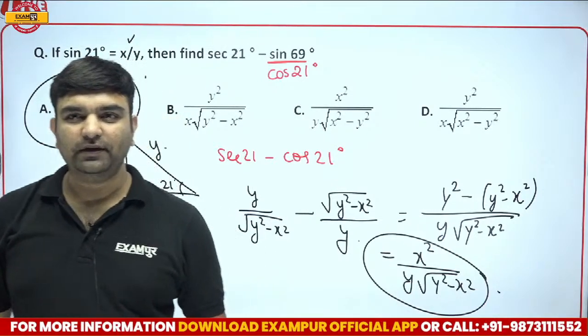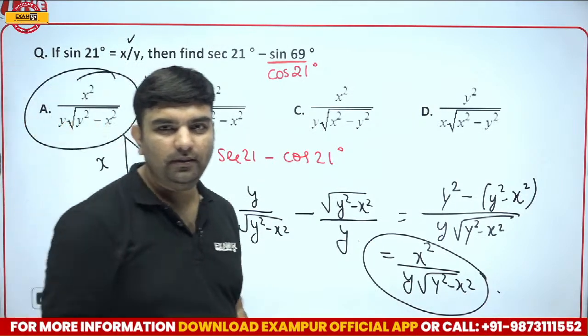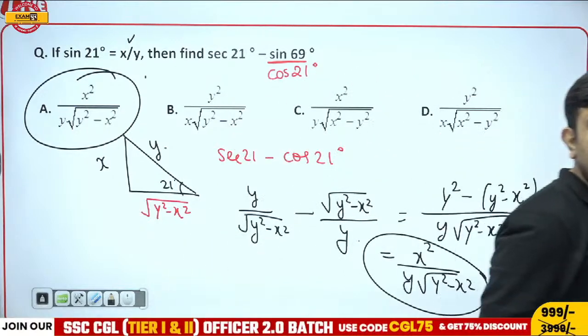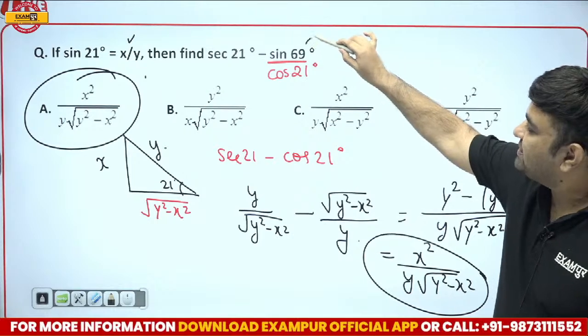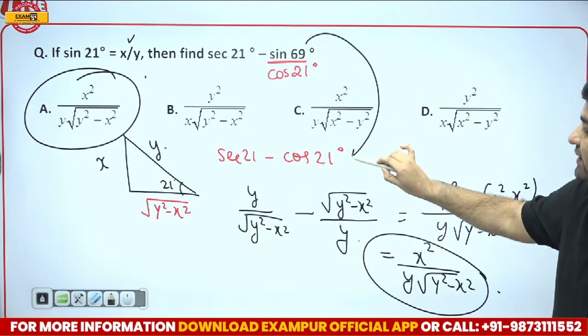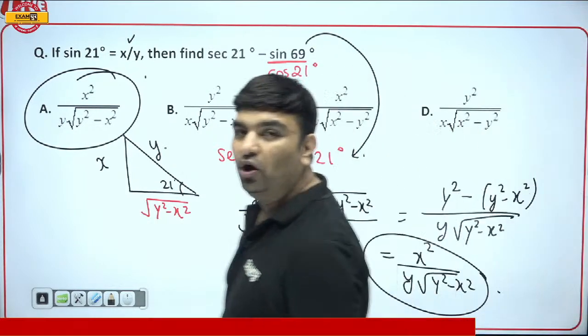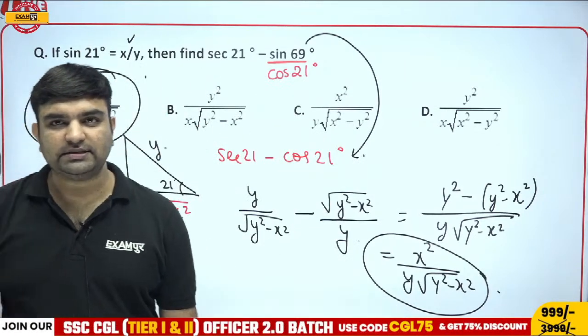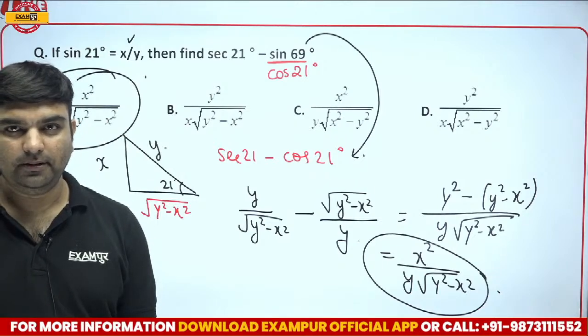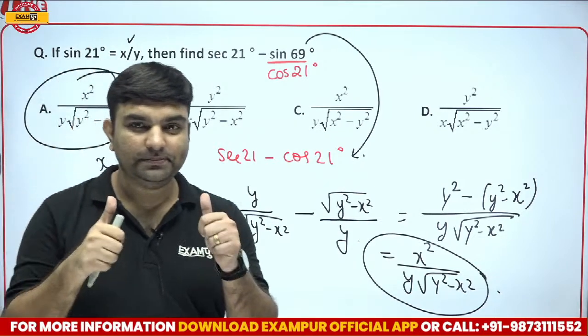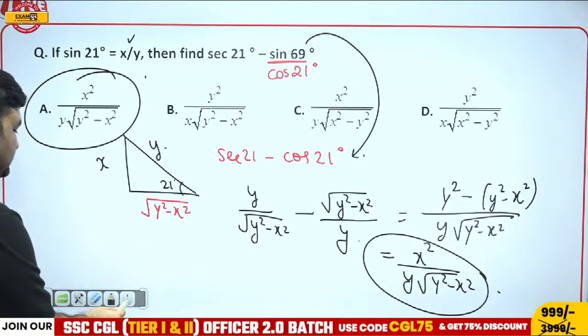Got it? Everyone clear, guys? Only thing is, you need to write sine 69 as cos 21. Perfect. Let's move on.